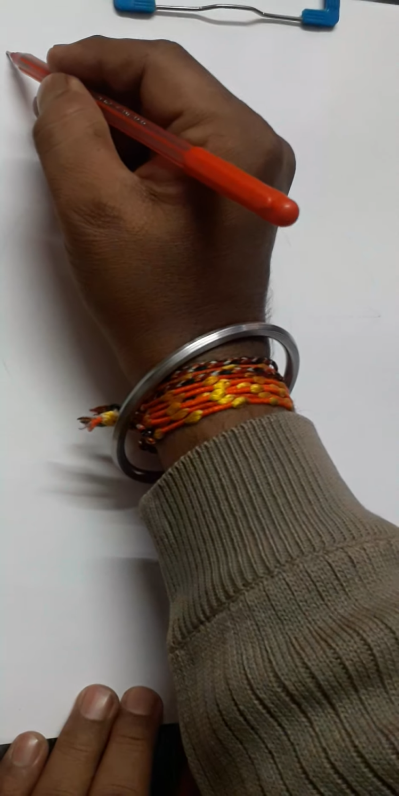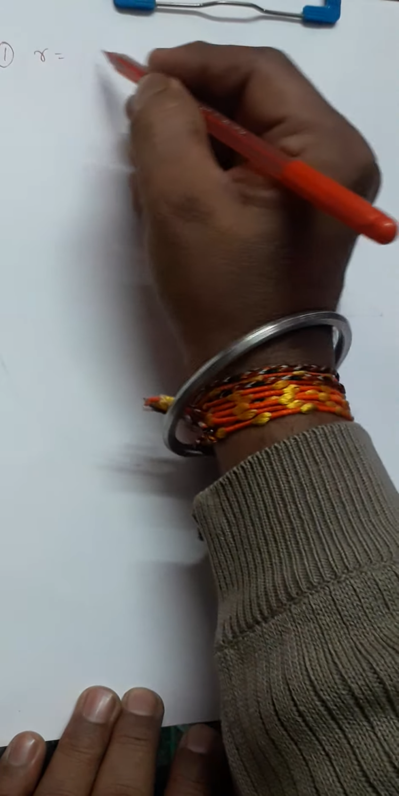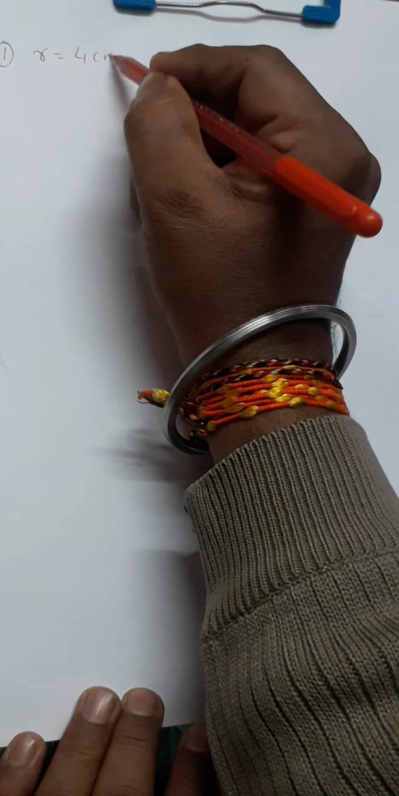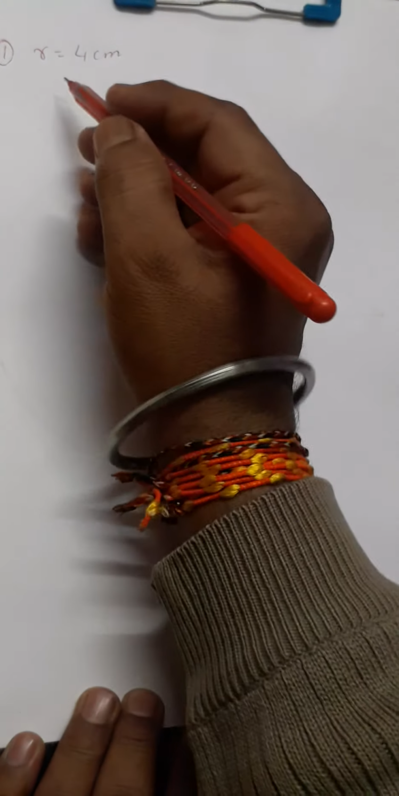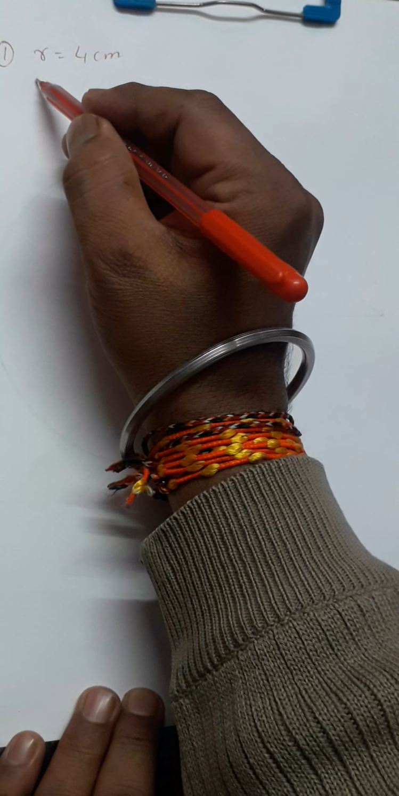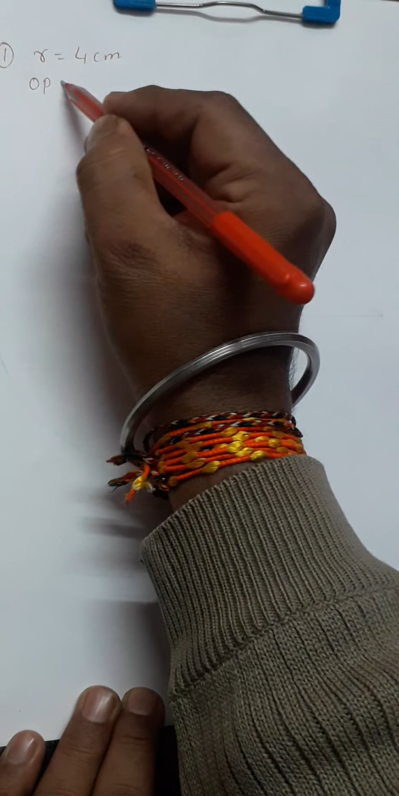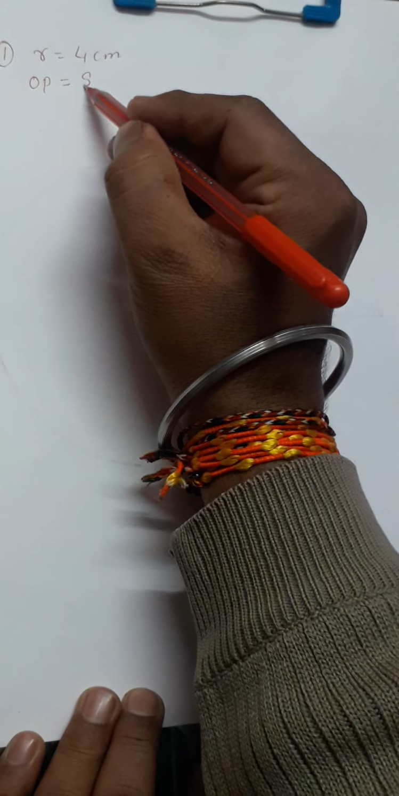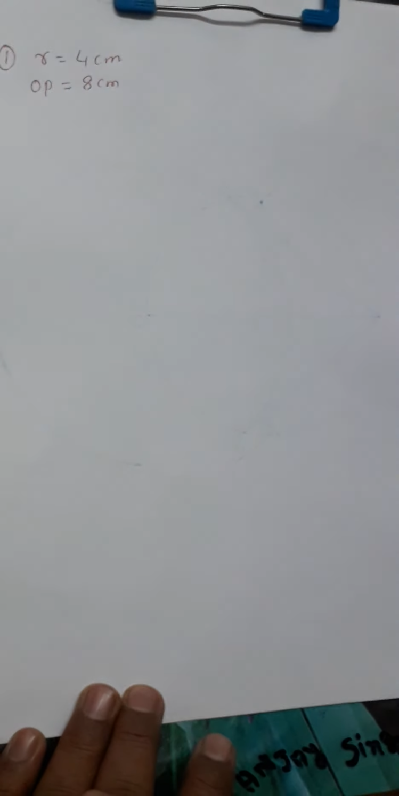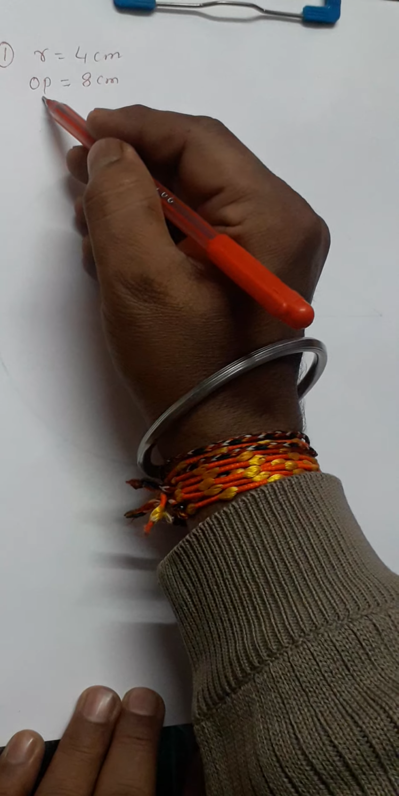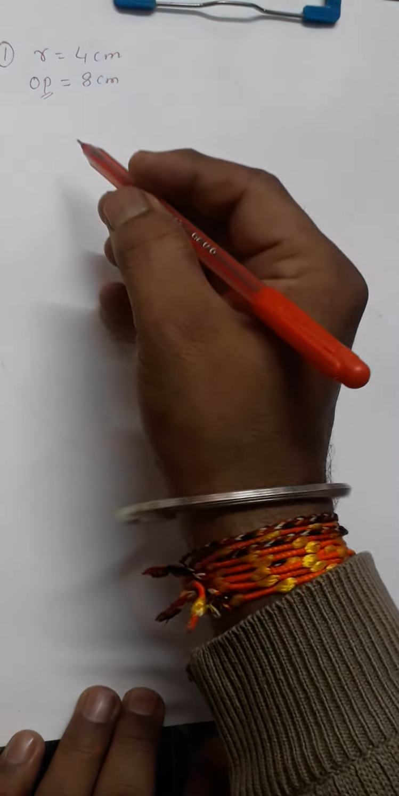In this video, we are going to see how we can draw tangents to a given circle under different conditions. Our first question here is, we have to draw a circle of radius 6 centimeter, or we can say 4 centimeter. And we have to take a point P outside the circle such that OP is equal to 8 centimeter. Now we have to draw two tangents from point P to the circle. Now we will see how we can do it.